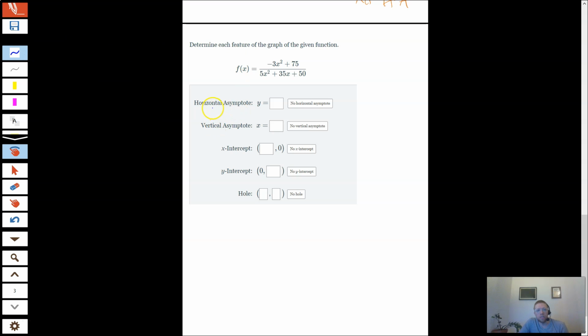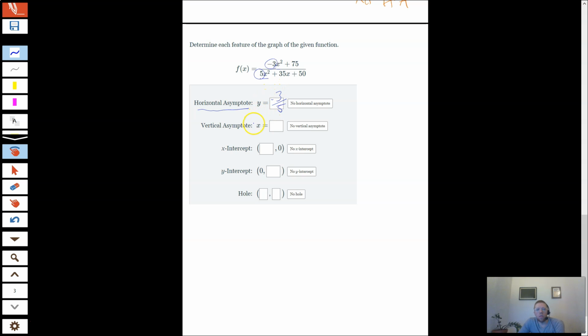So horizontal asymptote is what is new this week. And remember that depends on the leading coefficients of the numerator and the denominator. And here they're the same degree, right? So because they're the same degree, we take the ratio. So we take -3/5. We'd say there's a horizontal asymptote at -3/5.